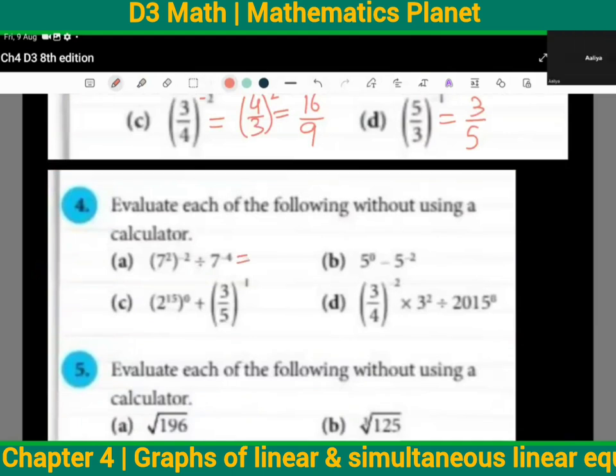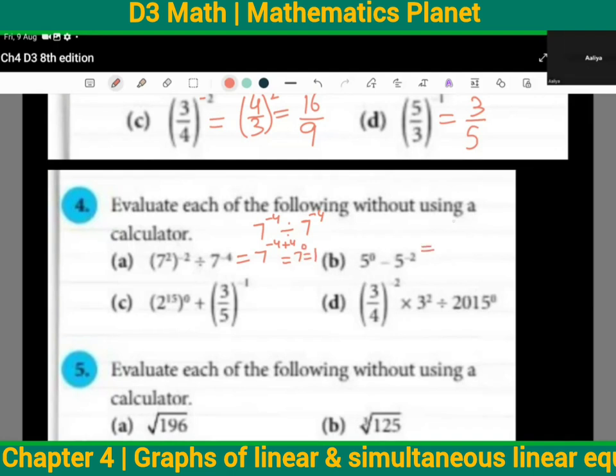So 1 upon 7^4 can be written as 7 to the power -4 divided by 7 to the power -4. In division, powers are subtracted. So -4 minus (-4), which is -4 plus 4, will be equal to 7 to the power 0, which is equal to 1. Did you get it? Yes.